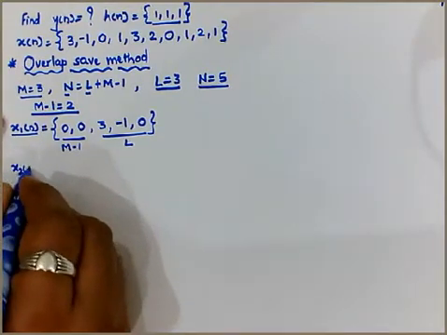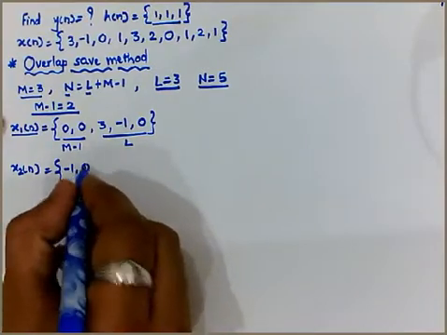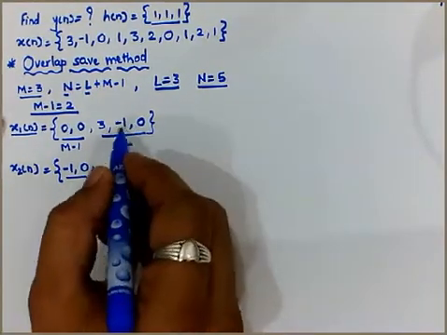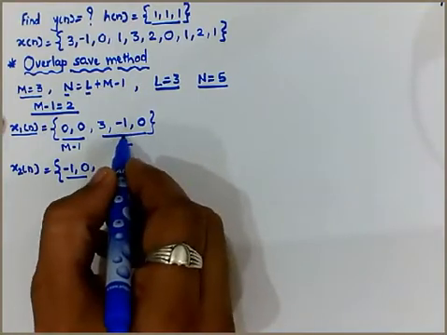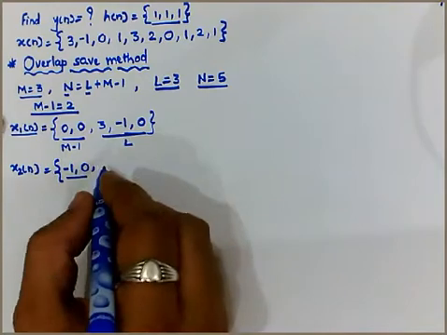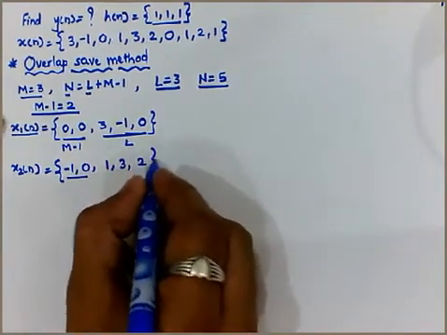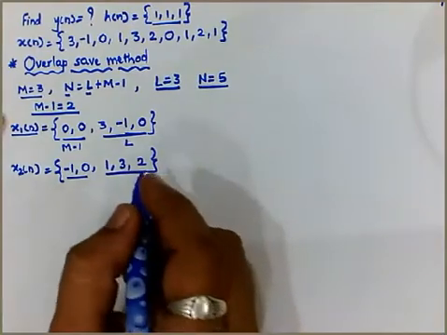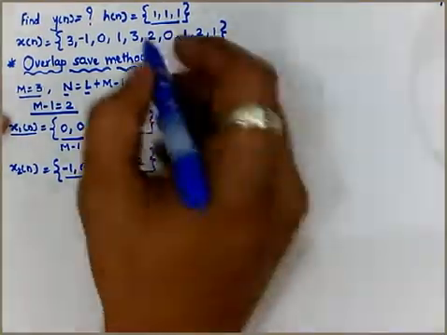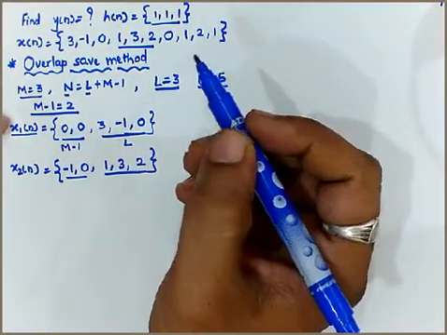Similarly, when we calculate it for x2 of n, it is nothing but -1, 0. That is the M minus 1 values of the previous sequence. So these values, -1 and 0, will be carried over here. Then 1 3 2. This is how we need to write the rest of the values. These 1 3 2 are the values which we have taken from the sequence.